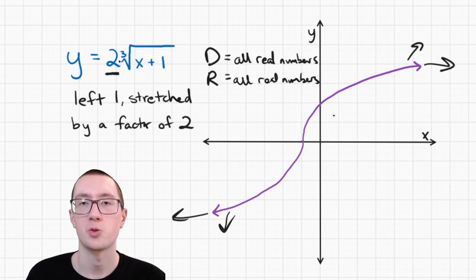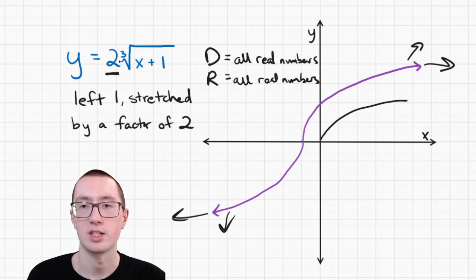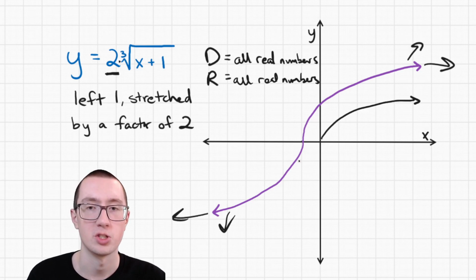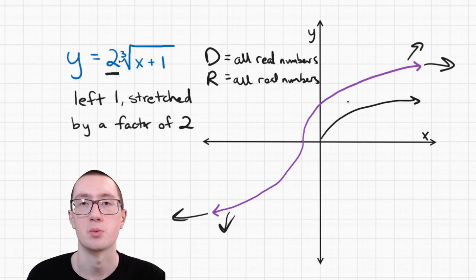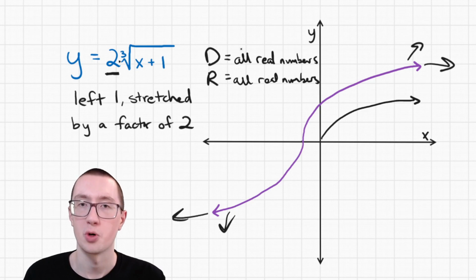So as opposed to our square root graph, which looked something like this, and we couldn't put any numbers to the left here or below here, and there were different restrictions, for cube roots, they're always going to be all real numbers for both domain and range. So now you know how to graph cube root equations and find their domain and range.